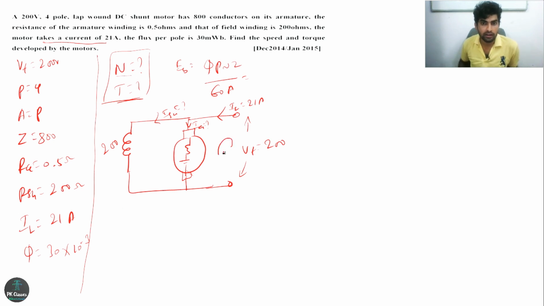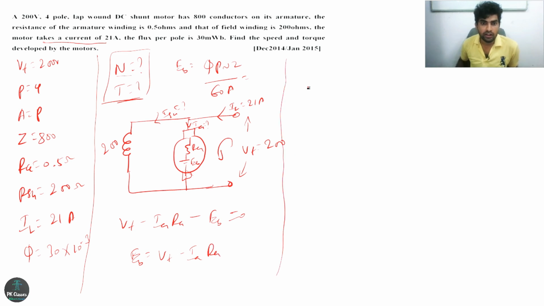I'll apply KVL over here. VT minus IA RA minus EB is equal to 0, where this is EB and this is RA. So EB is equal to VT minus IA RA. But IA we don't know, so we'll calculate IA now.